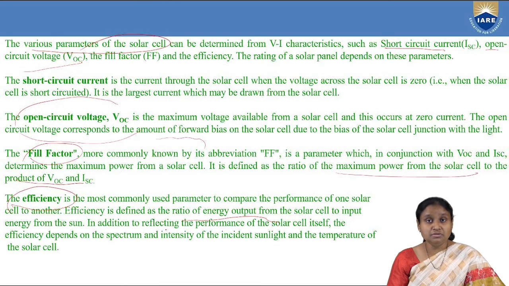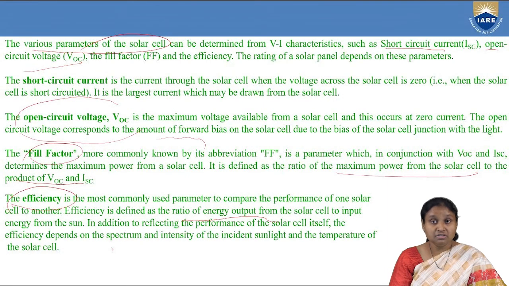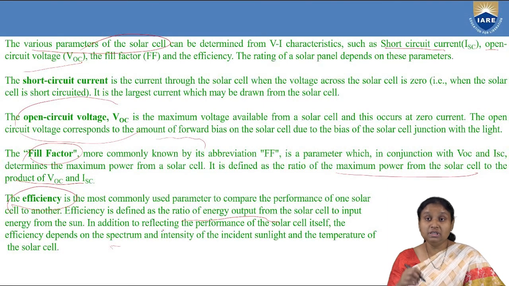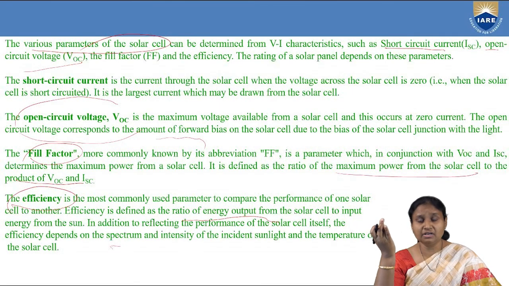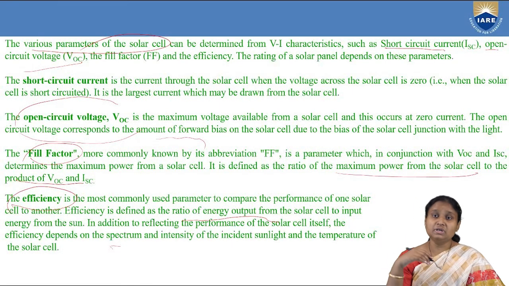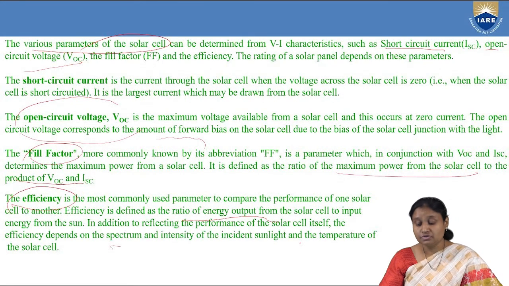In addition, the performance of the solar cell and this efficiency are going to depend upon the sunlight parameters, like what is the spectrum, what is the wavelength of sunlight falling on the solar cell, what is the intensity of incident sunlight, and also what is the temperature of the solar cell.